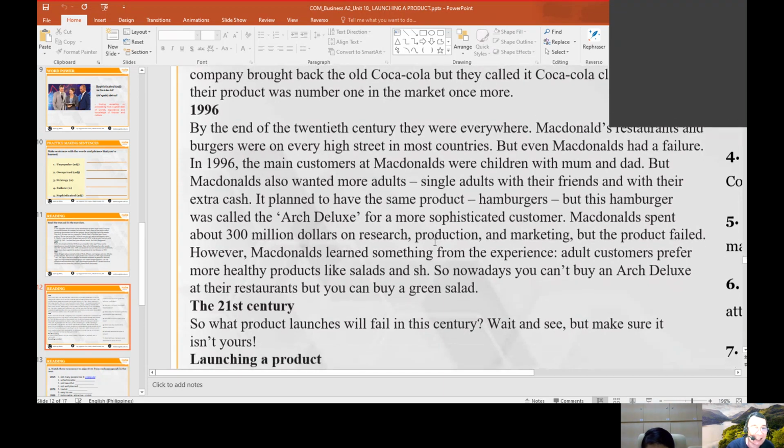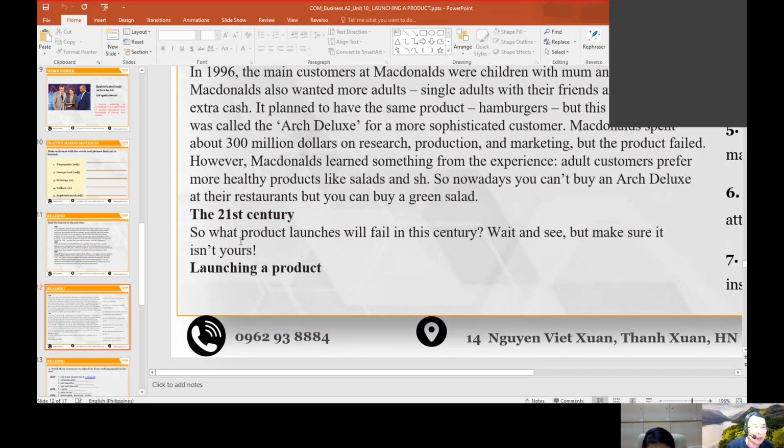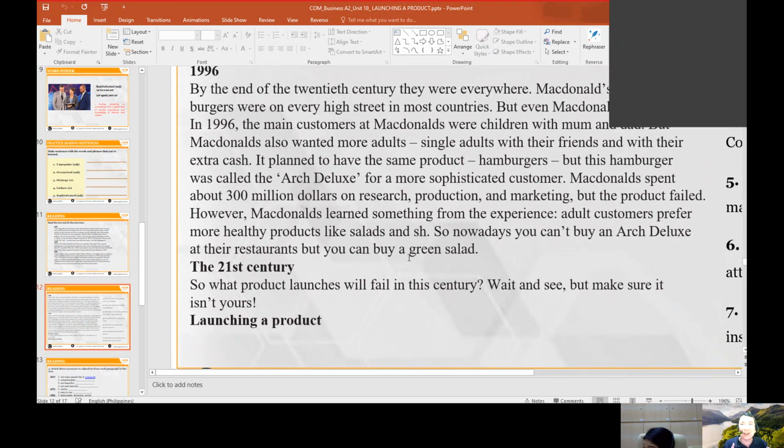So next, the 21st century. What products launched will fail in this country? Wait and see, but make sure it isn't yours. Launching a product. Ah, yes. Oh, see? So that's what we are talking about.